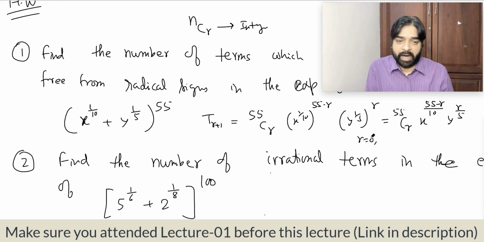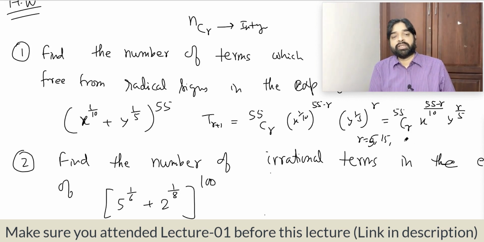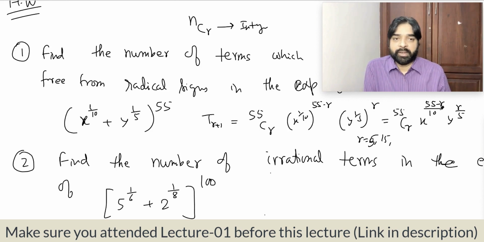What is the next possibility? r equal to 5. Yes, I can take it, because for r equal to 5 this will be an integer as well as this will also be an integer. Next, r equal to 10: this will be an integer, but this will not be an integer. 15: this will be an integer and this will also be an integer. Next, 20: not possible. So we have to look that both should be integers.